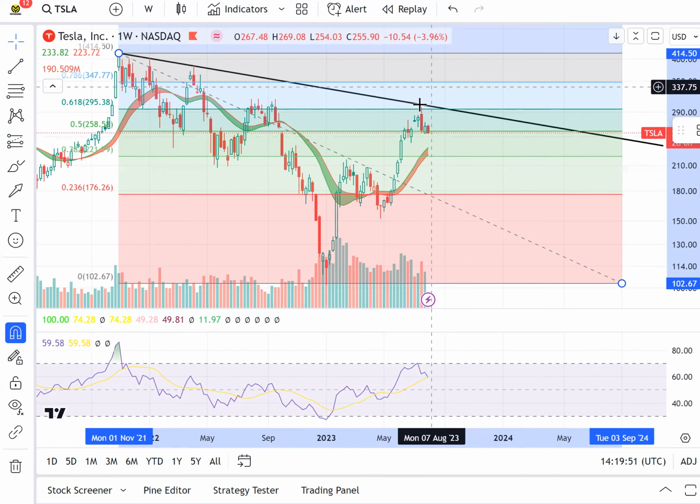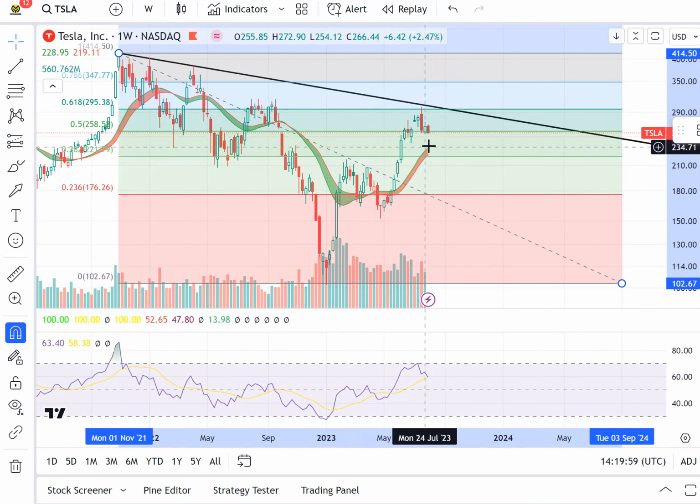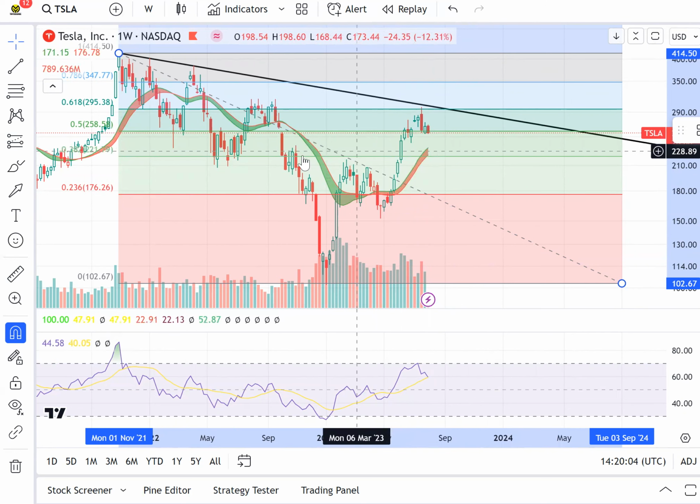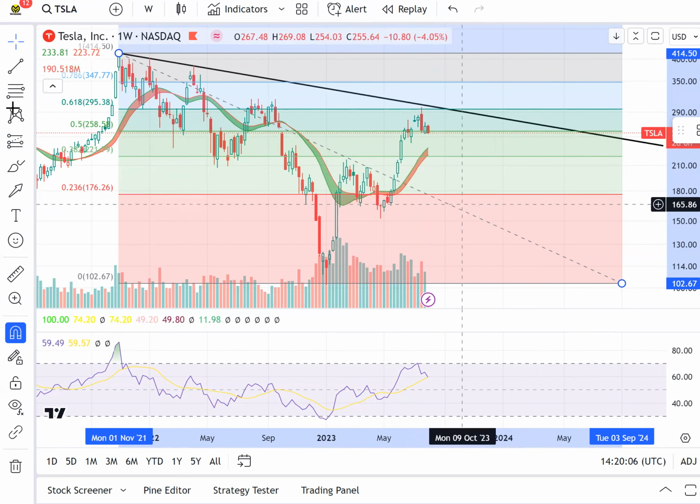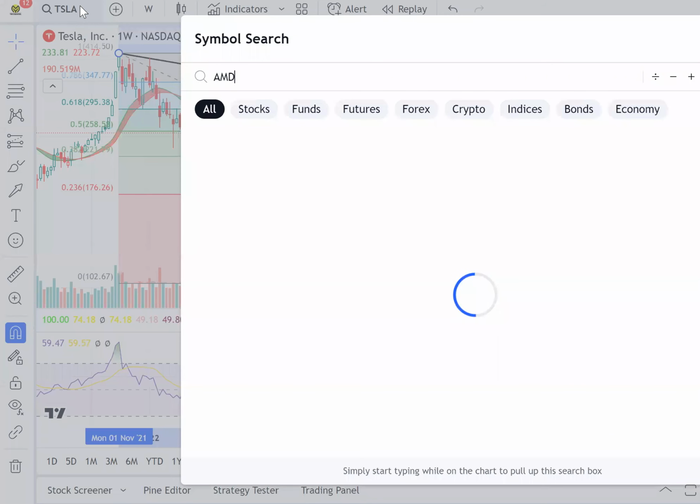Now it's going back to rest. It's possible it goes back to the red area here as well. Let's see how it goes for Tesla. And the next one I want to show you is AMD.